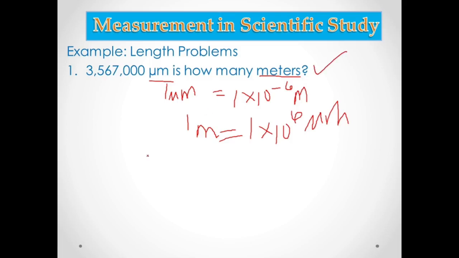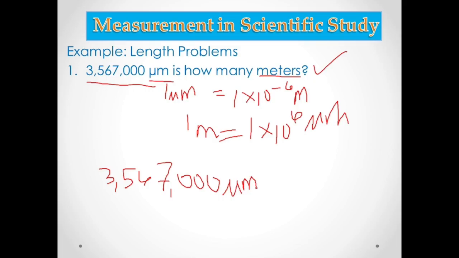Okay, so how do you get that? You just write first the given, that is 3,567,000. Okay, you write first the given, then the unit. So don't forget the unit in order for you to convert units to units. Okay, you multiply that with your conversion factor. If your conversion factor will satisfy what is asked, then you will only write 1 conversion factor here.